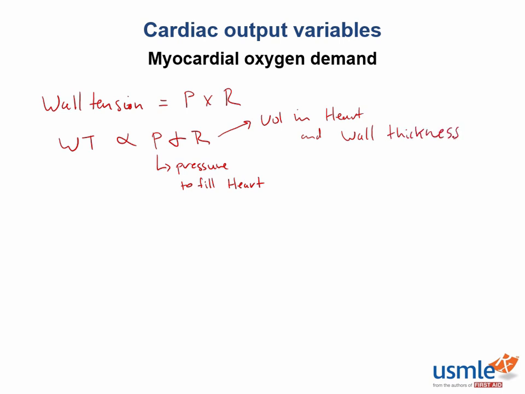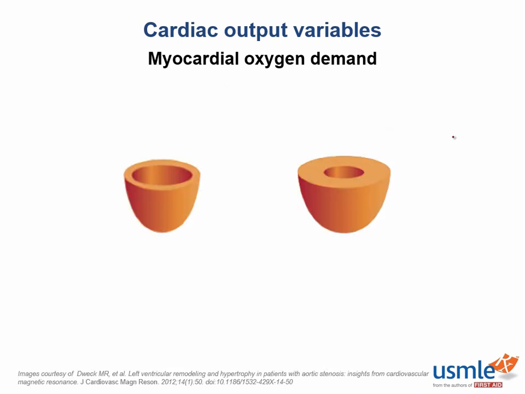To help us look at this better, let's take a look at this image. Now considering our formula that we had earlier, where wall tension equals pressure times radius, if we were to increase the preload within the ventricle, this would lead to an increase in wall tension. But if you were to thicken the ventricle, this would decrease the size of your chamber and therefore decrease the radius, which would then lead to a decrease in the wall tension.